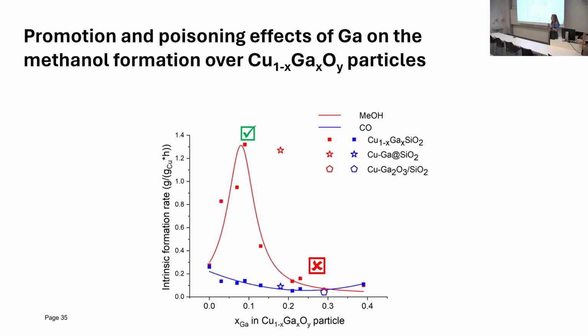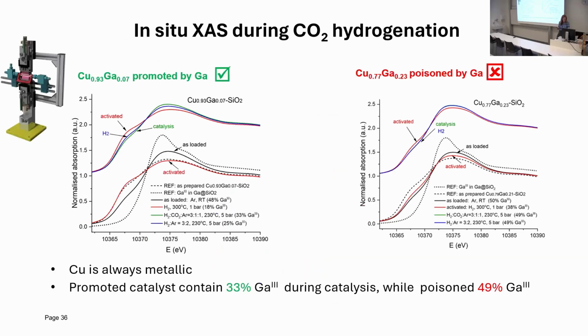And we wanted to understand why the activity goes down, and we used all available techniques, X-ray absorption spectroscopy, and I will show you also infrared spectroscopy, to understand what is the difference in the structure of these catalysts. While gallium can have a role as promoter, it can also be a kind of poison, making the catalyst for methanol inactive.